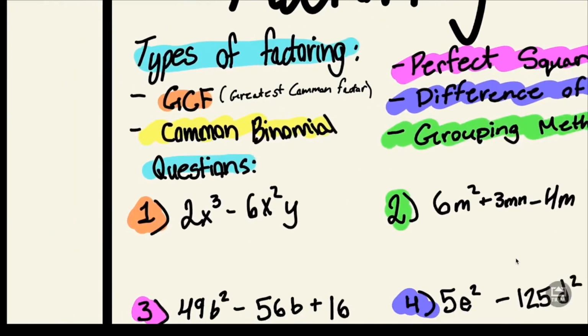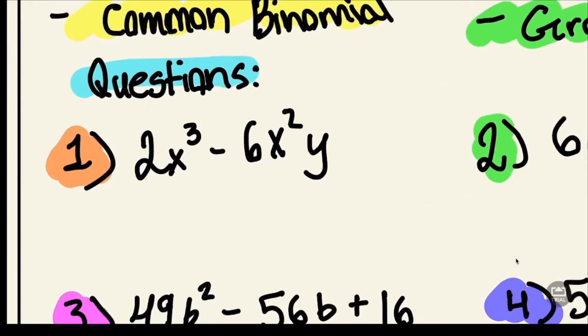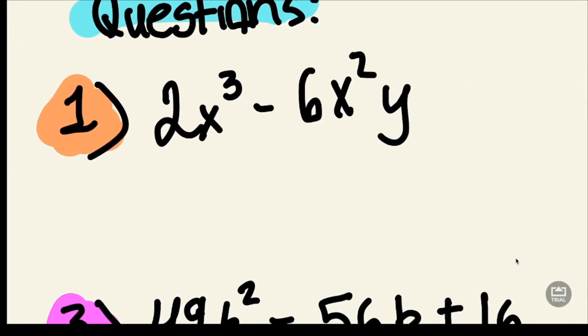So getting right into it, starting off with greatest common factoring. Just like its name, we learned what a factor is, something that you take out of the equation that is divisible by all terms, and if you were to distribute it back in, gives you the exact same equation.